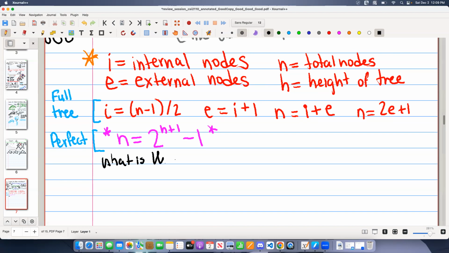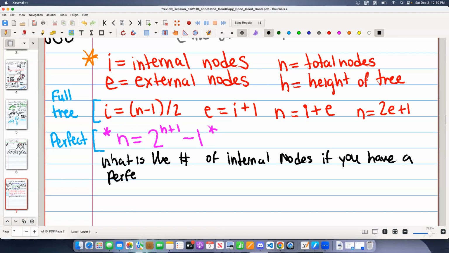So there might be a question like, what is the number of internal nodes if you have a perfect tree with height equal to, somebody give me an easy number. Anybody? That's a hard number, 3.